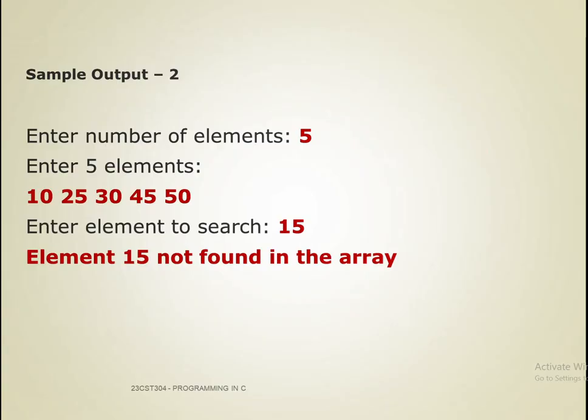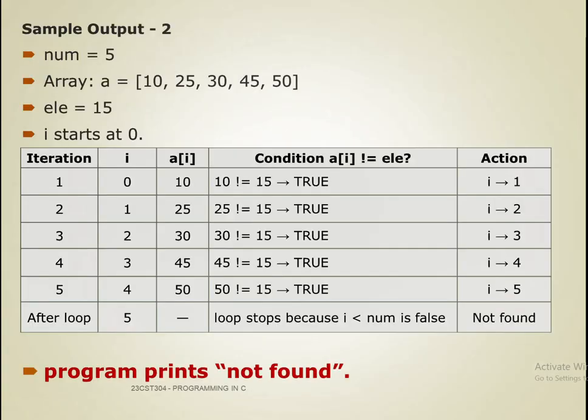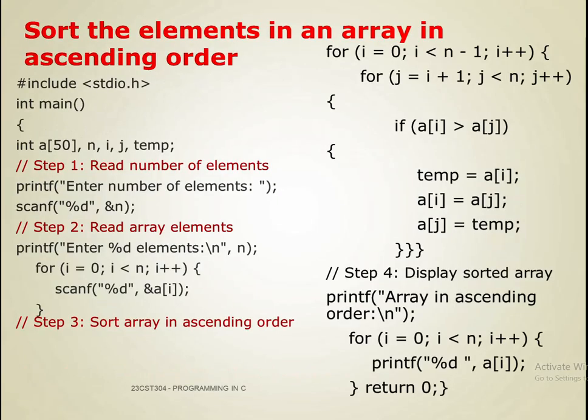When using arrays, always make sure that your loop condition prevents accessing an invalid index. The explanation is given here. Now we see the program for sorting the elements in an array in ascending order.